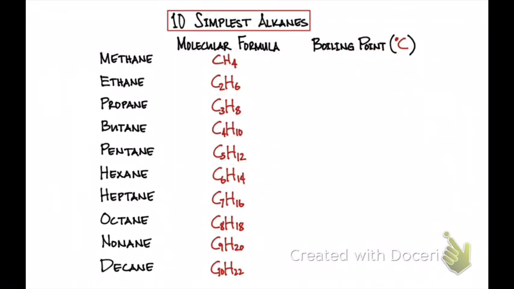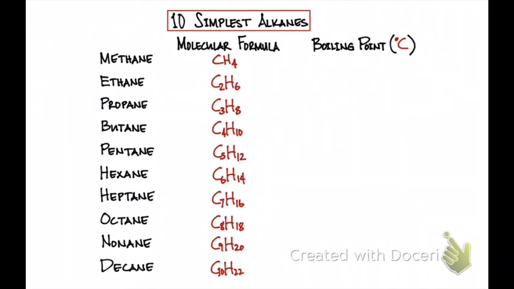So shown here are the 10 simplest alkanes. You have the chemical names on the left-hand side right here, and their chemical formula or molecular formula right here. When you analyze the name, you can see that the suffix ends in -ane. So you have methane, ethane, propane, all the way to decane. And the prefixes also tell you the number of carbon atoms that alkane contains.